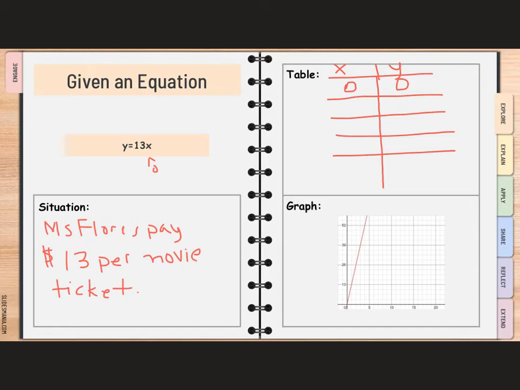So let's say we're going to compare the cost and the movie tickets. One ticket would cost $13. 2 tickets would cost $26. 3 tickets would cost $39, right? And we would keep going. So again, your constant rate of change is going to be plus 13 over 1. So create your table. That's what those numbers are representing.